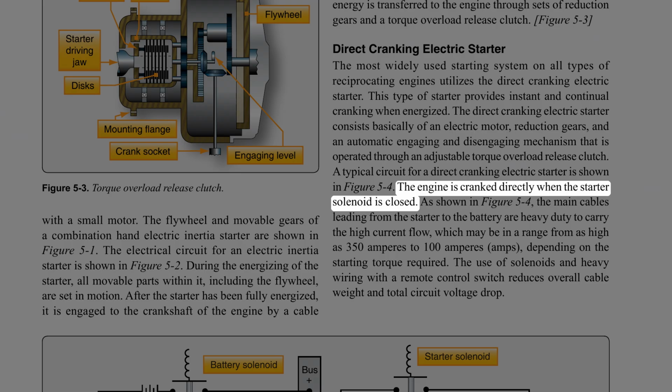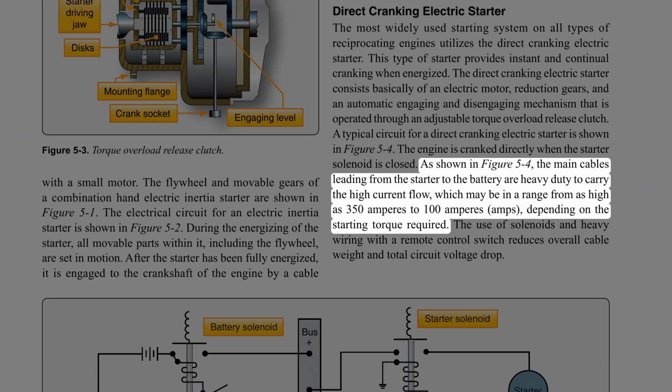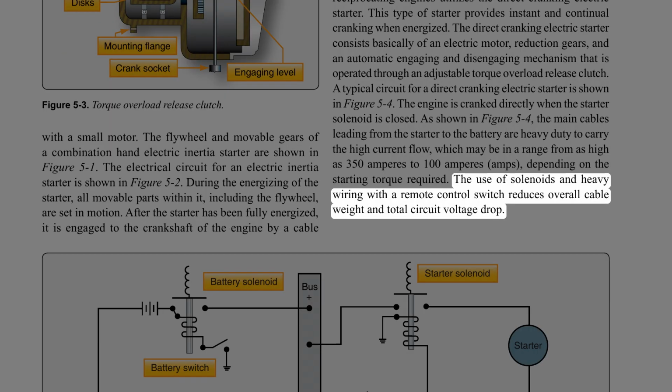The engine is cranked directly when the starter solenoid is closed. As shown in Figure 5:4, the main cables leading from the starter to the battery are heavy-duty to carry the high current flow, which may be in a range from as high as 350 amperes to 100 amps, depending on the starting torque required. The use of solenoids and heavy wiring with a remote control switch reduces overall cable weight and total circuit voltage drop.